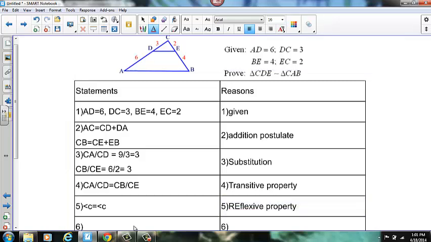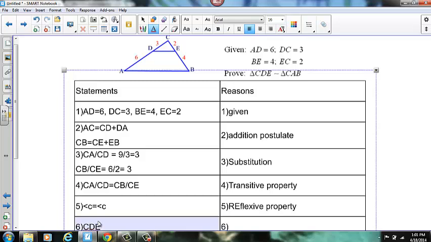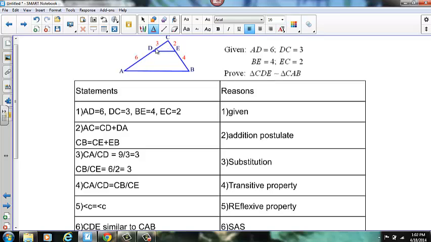Finally, we can state that triangle CDE is similar to triangle CAB. And the reason for that is side, the included angle, and the other side. So side, angle, side, because we know that the sides are in proportion, and the included angle is congruent. Thus, we have proven that triangle CBE, this littler triangle, is similar to triangle CAB. This concludes our lesson. Tomorrow we will be doing how to prove triangles similar using the side-side-side theorem.